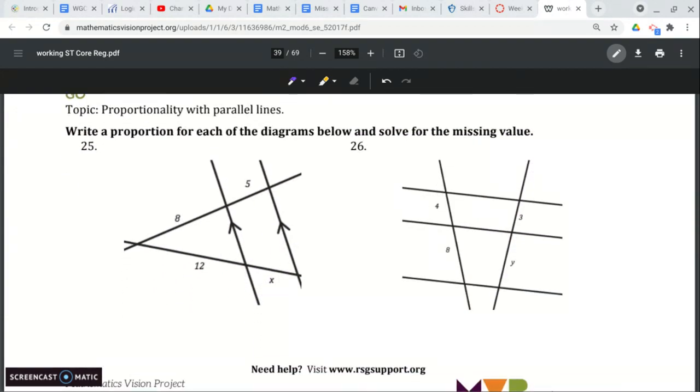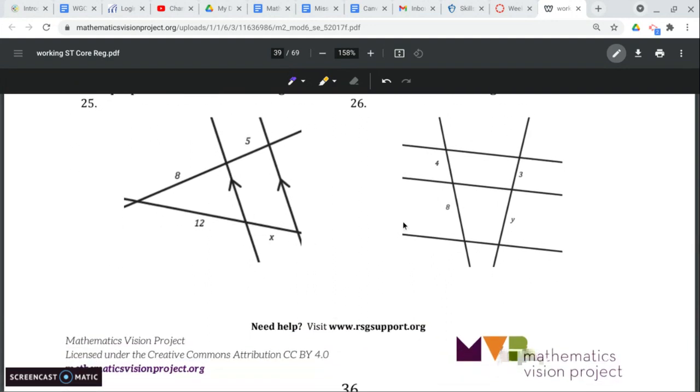Last but not least, we have proportionality with parallel lines. So if we look at this, we want to write a proportion for each of the diagrams below and solve for the missing value. So we're going to do 25 together. So 8 over 5 equals, you have to keep the same parts. So this is this part and this part. They go together because they're across from each other, 12 over x.